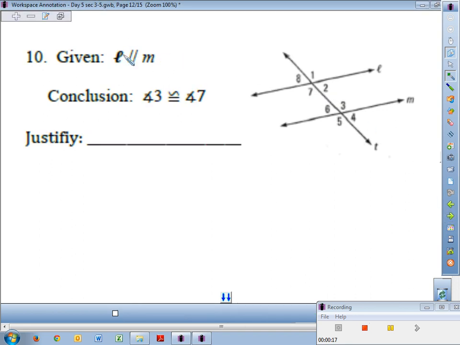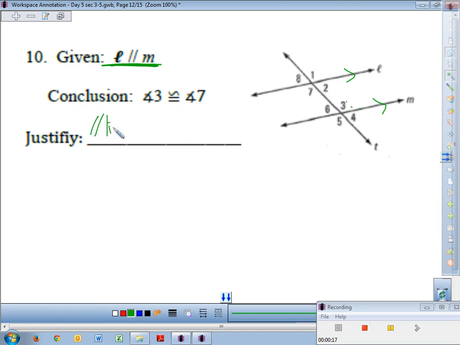So on 10, they give me parallel lines, so we mark that in the picture. Angle 3 and angle 7, those are alternate interior angles, so since they gave me parallel lines, I will use the justification about alternate interior angles that starts with parallel lines. And don't forget congruent at the end. That little guy gets left off. If you have parallel lines, that implies that alternate interior angles are congruent.